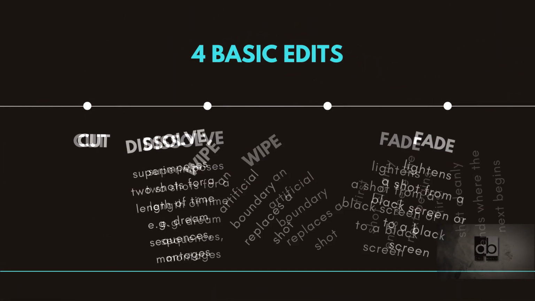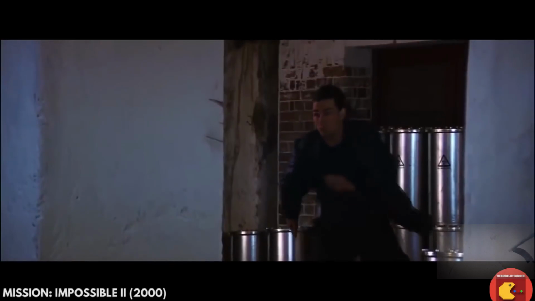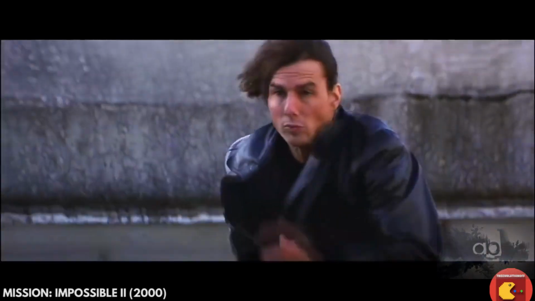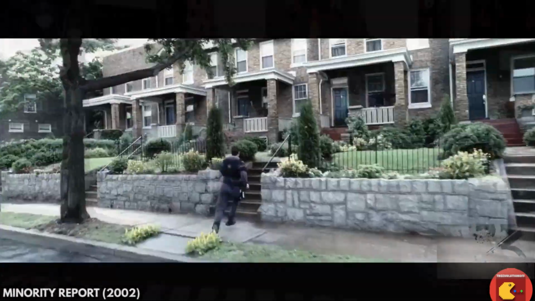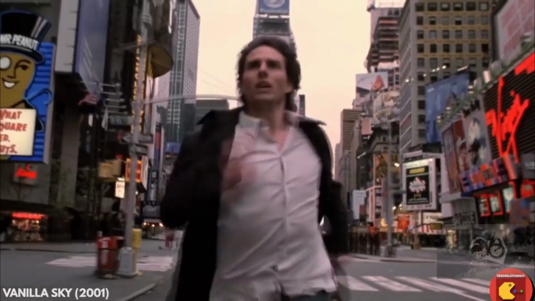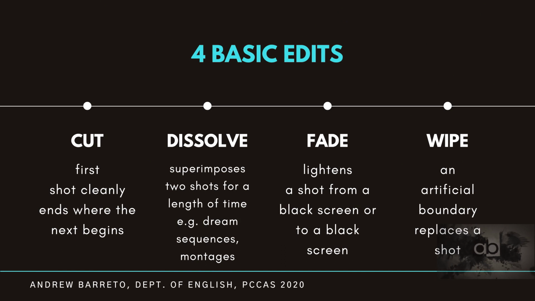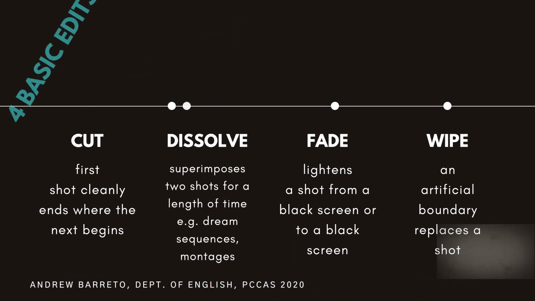Let's look at these. A cut is the most often used edit on the table, where one shot cleanly ends where the next begins. The dissolve, on the other hand, is when the editor superimposes one shot over the other for a short duration of time or a longer duration of time. And you may notice this in a dream sequence or a montage of sorts, or if the director wants to show a large amount of time has passed by.